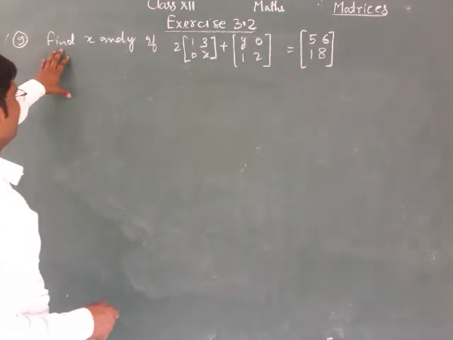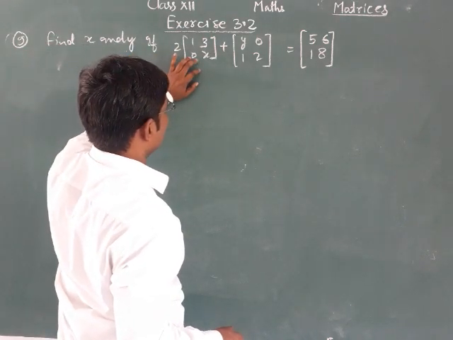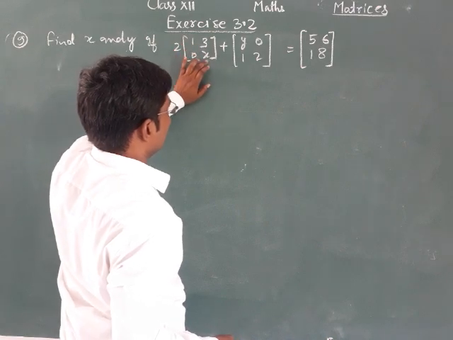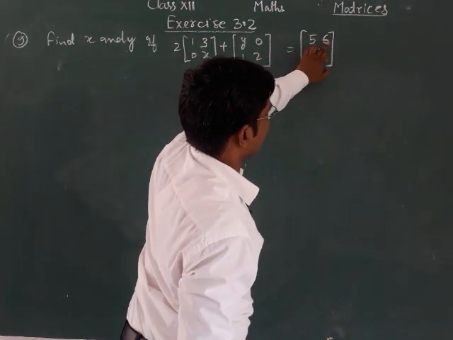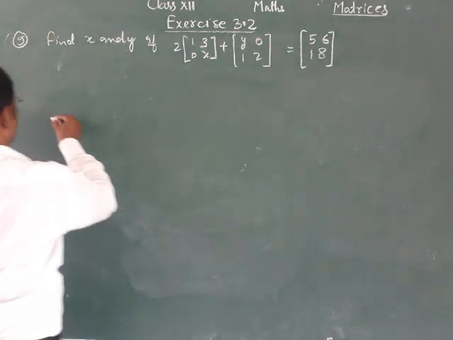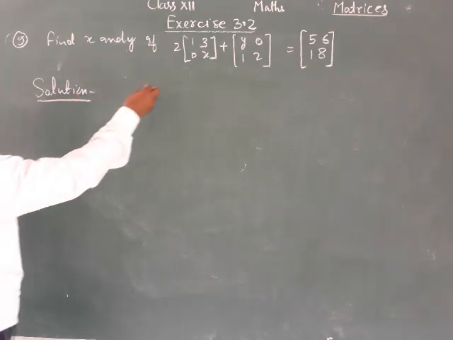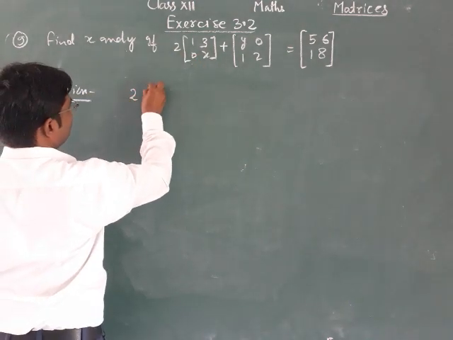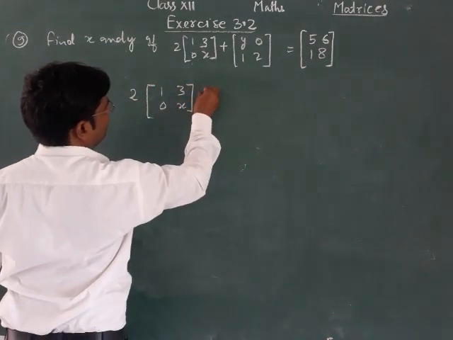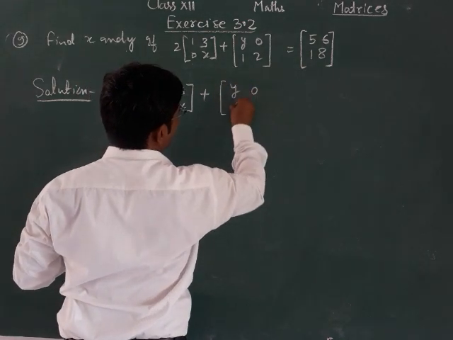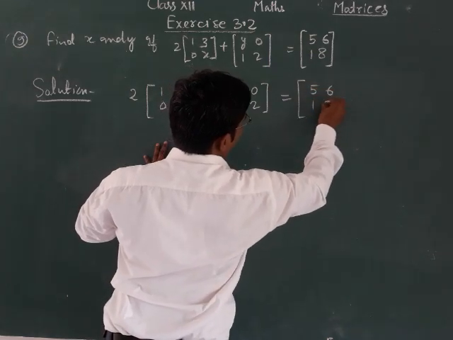Question number 9. Find the value of x and y if 2 times the matrix [1, 3; 0, x] plus the matrix [y, 0; 1, 2] is equal to the matrix [5, 6; 1, 8]. So the solution of this question. Given 2 times the matrix [1, 3; 0, x] plus [y, 0; 1, 2] is equal to [5, 6; 1, 8].